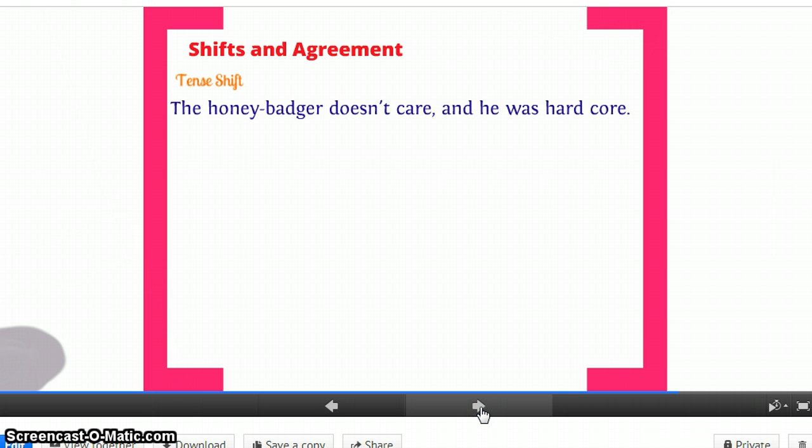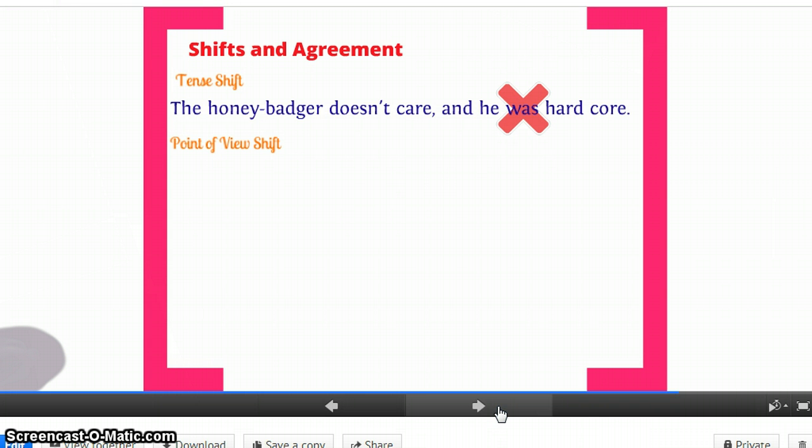So in this sentence, for tense shift, you shift from present tense to past tense. We have present tense, does not care, and it shifts to past tense, was. We don't want that. We could fix that by saying the honey badger doesn't care and he is hardcore.